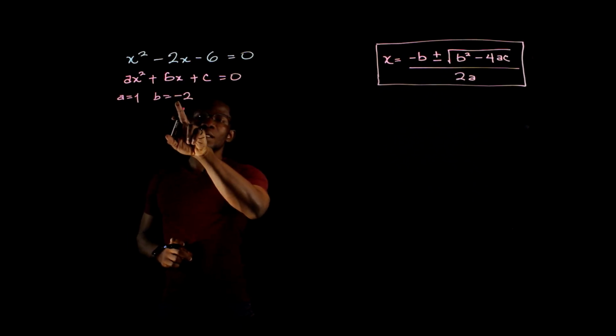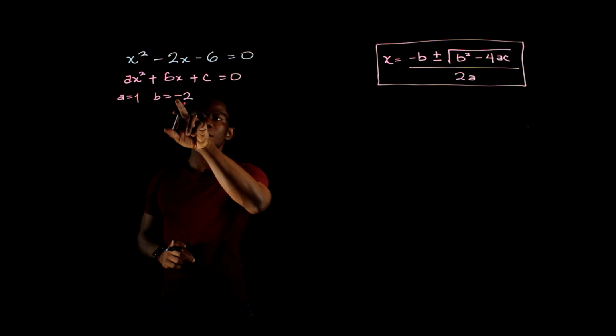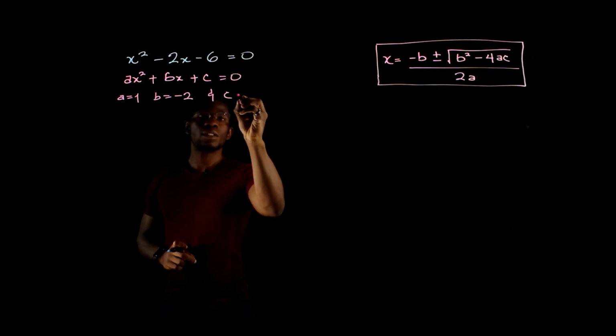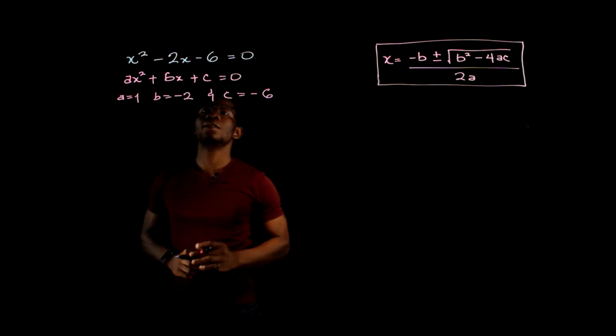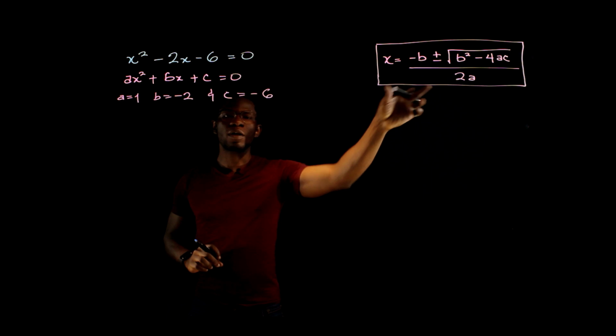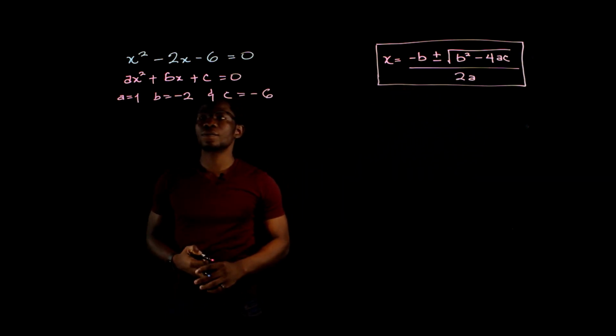is the coefficient of x, and that's equal to minus 2. Please don't forget our sign. If we have a minus, it's very important. And c is the constant term here, which is equal to minus 6. So all we have to do now is substitute these into the general formula that we have, and then we solve.